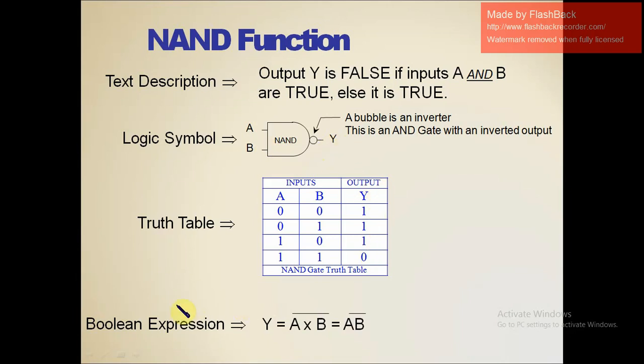And how do you write it in Boolean expressions? Same as we wrote for the AND gate, but it is the opposite condition of the AND gate. A into B bar. The bar is noted as inversion. Means A B bar.